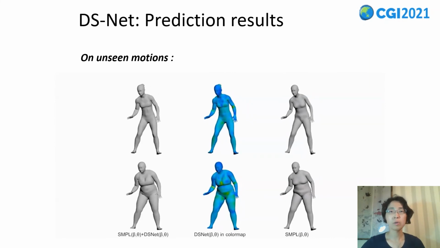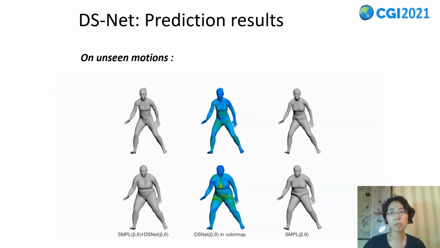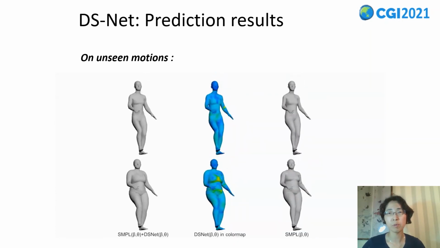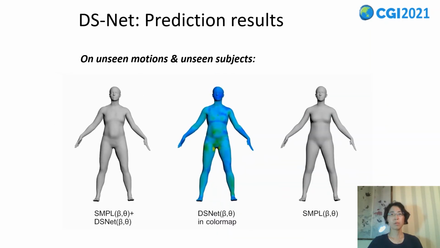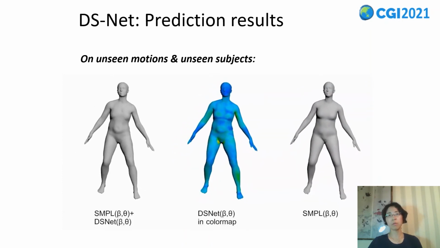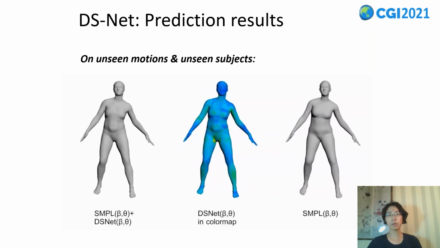In this video, we show the dynamic skin deformation predicted by our network for a known subject undergoing an unobserved motion. We observed that our DSNet can also make plausible predictions for semantically new motions and new subjects.